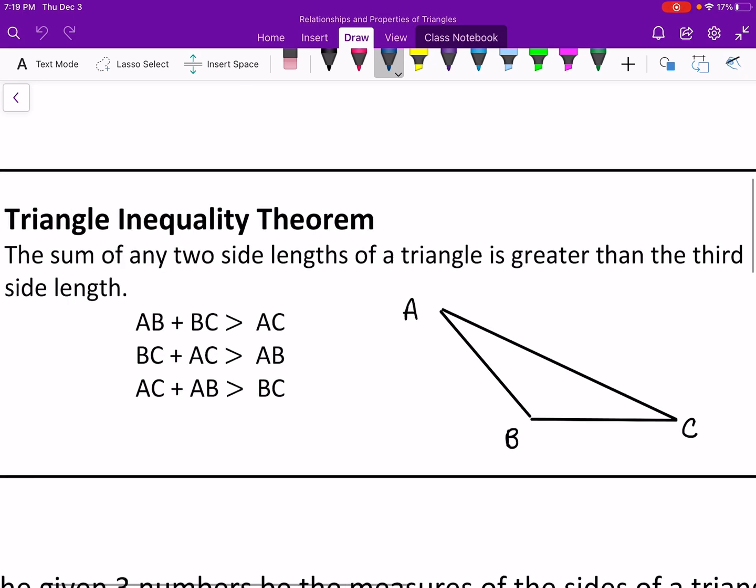The sum of any two side lengths of a triangle is greater than the third side length. Doesn't matter which two, doesn't matter what kind of a triangle. I have three inequalities written here that you can look at.